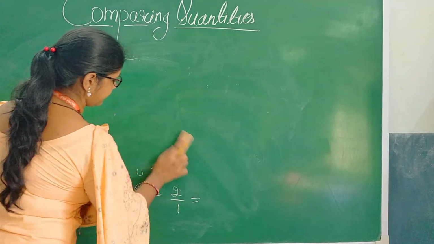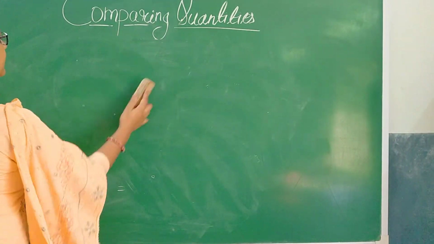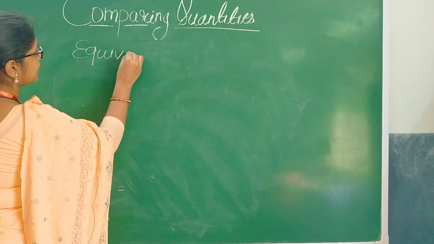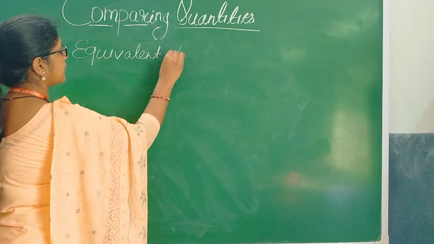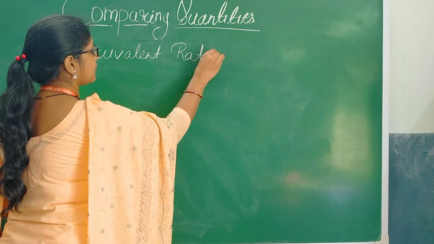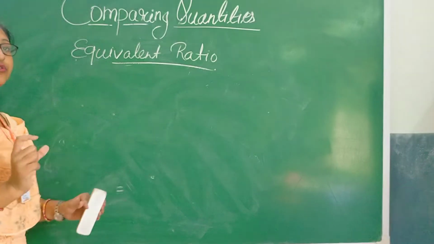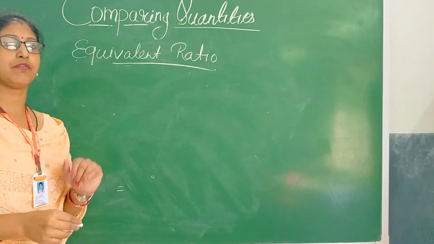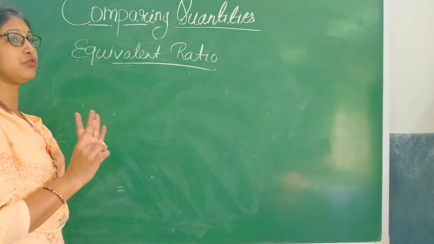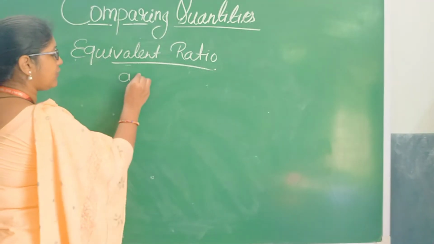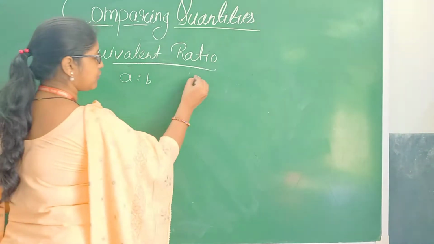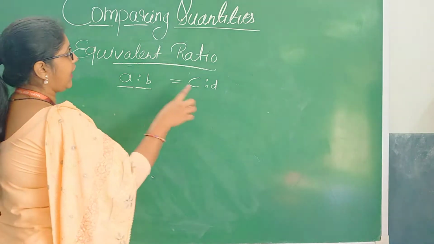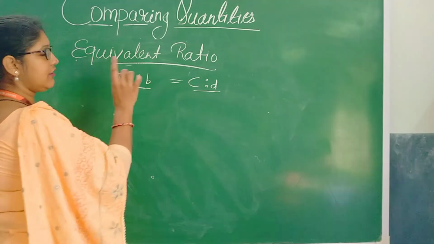Now we understand what is equivalent ratio. When two ratios have the same value, then they are said to be equivalent ratios. Suppose we have four quantities, A ratio B is equal to C ratio D, then A ratio B and C ratio D are equivalent ratios.